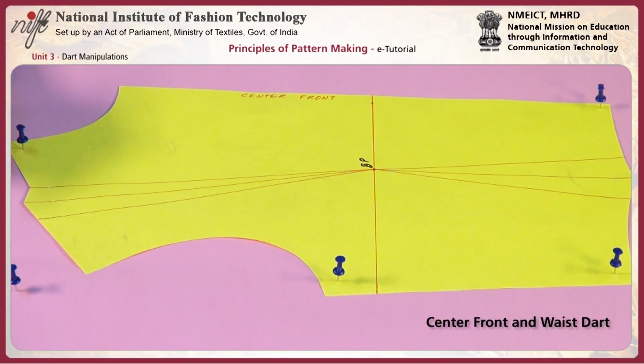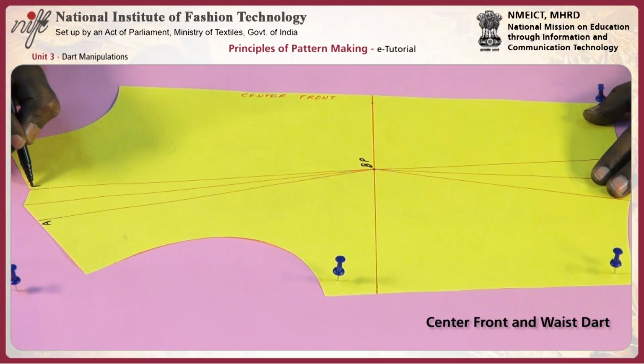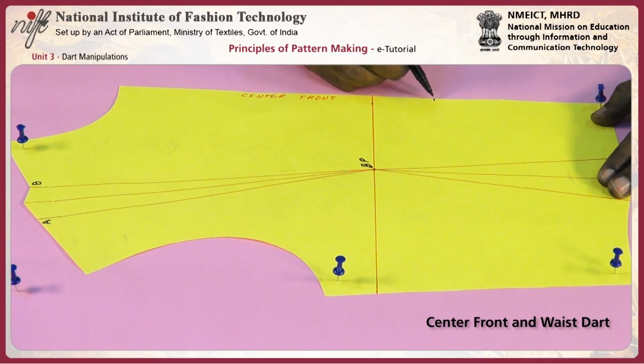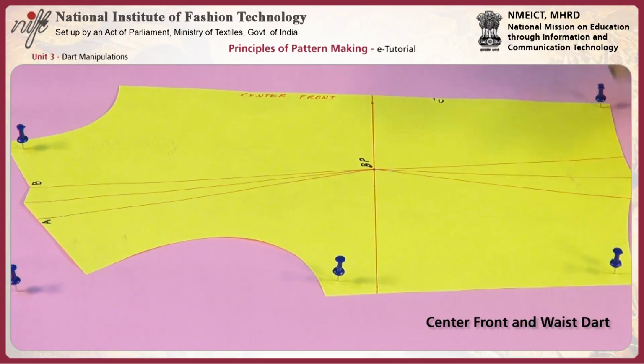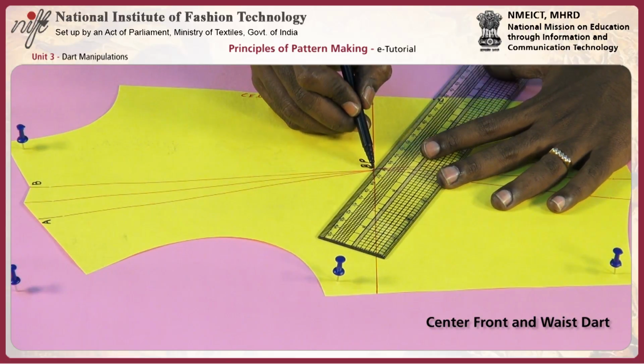Now we are making the center front and waist dart. For this use the shoulder and waist dart sloper. Mark A and B in the shoulder dart of the basic body sloper. Decide where you want the slash line, where you want the dart at the center front, and mark C. You can decide anywhere. I am marking here. Draw a line from the bust point to C.